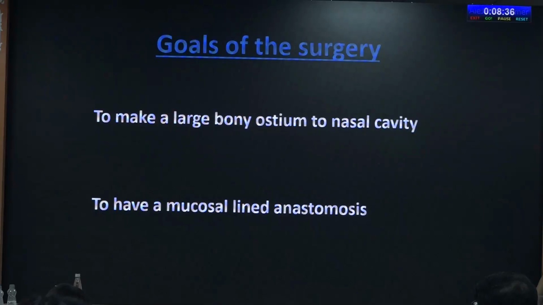Now, what is the goal of the surgery? To make a large bony ostium to the nasal cavity and to have a mucosal line anastomosis between the nasal mucosa and the lacrimal sac.